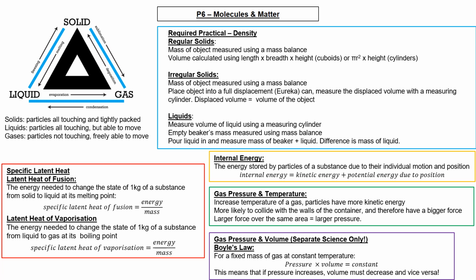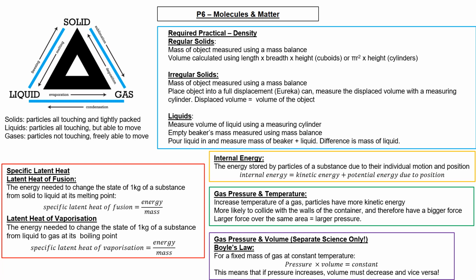This one here is for the separate scientists, so this is for the GCSE science or the GCSE physics students only. Boyle's law. For a fixed mass of gas at constant temperature, pressure multiplied by volume is a constant. So if we increase the pressure, the volume must decrease, because that constant must stay a constant.